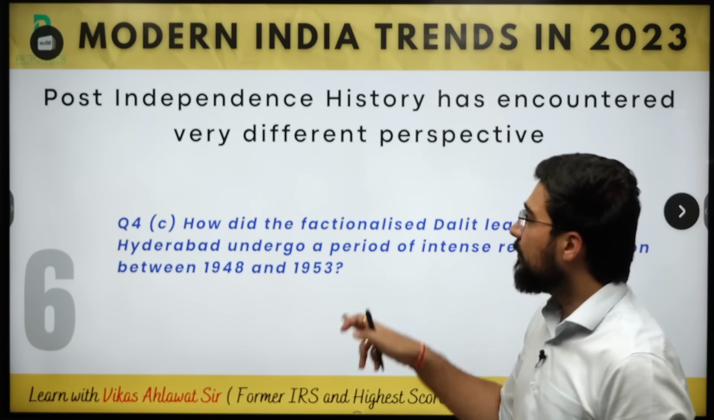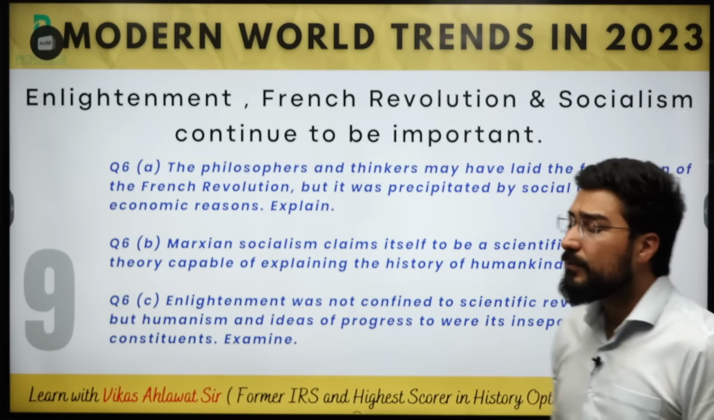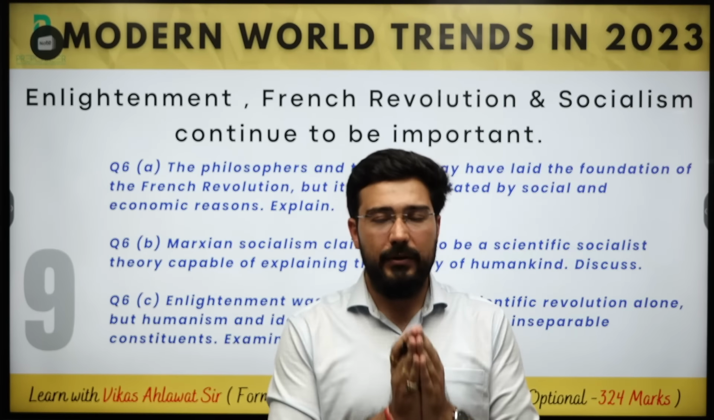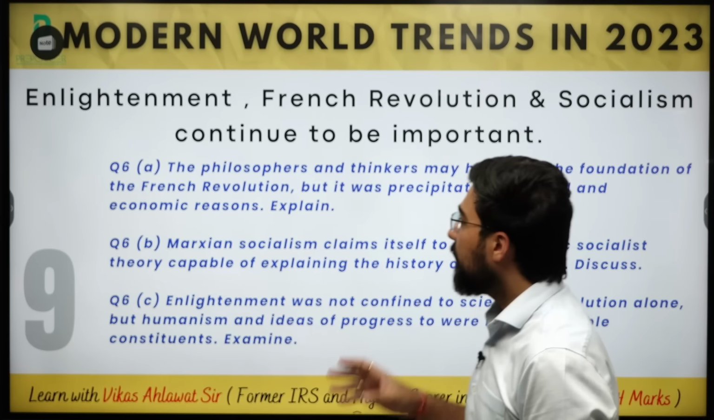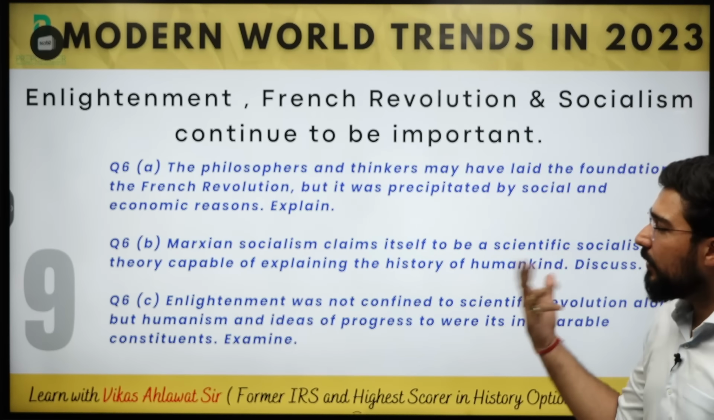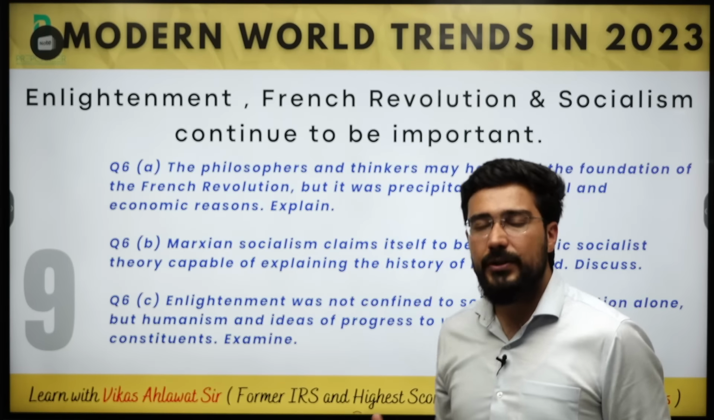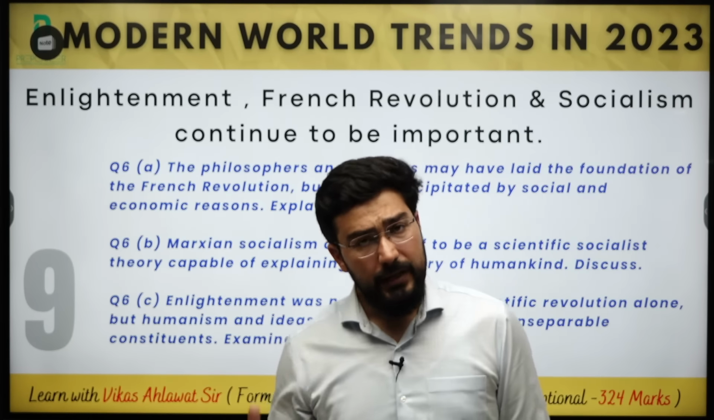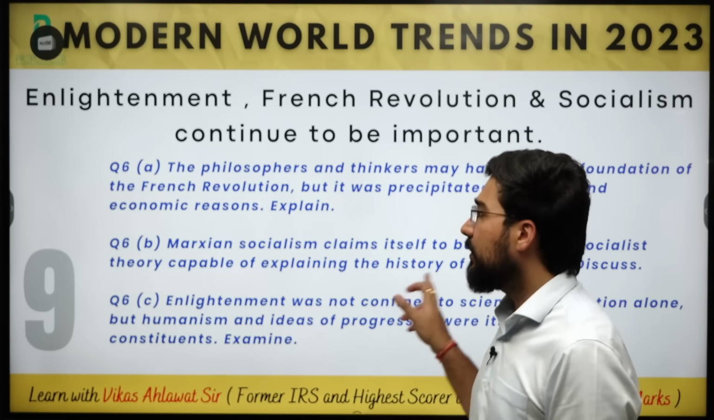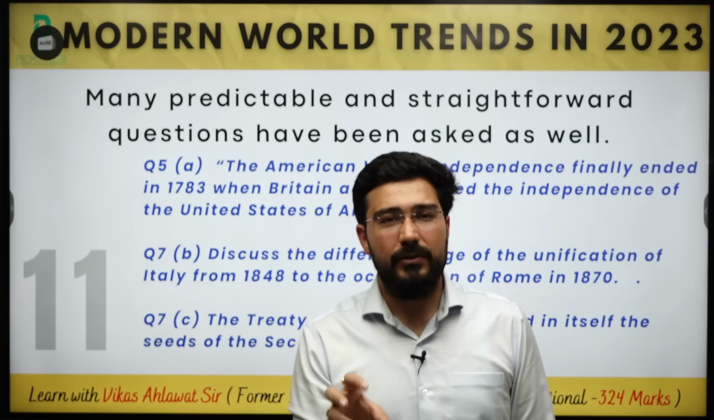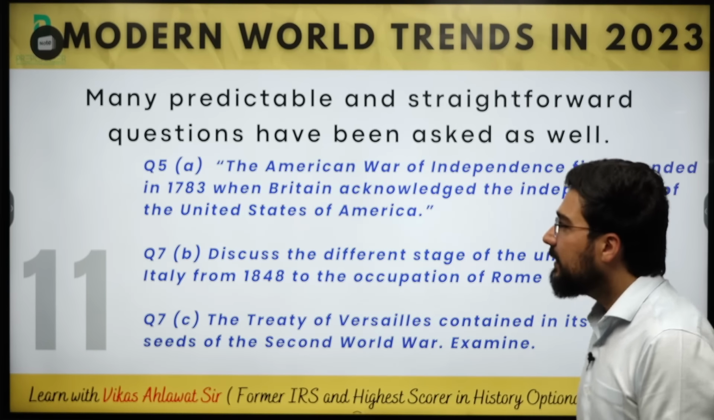If I see the modern world, in some areas every year one question is given, like one question on the French Revolution, one on Marxism or socialism, one on the Enlightenment, and all these 3 questions were straightforward. They were directly sourced from PYQs. So if I compare modern India and world history, which one was relatively easy? World history was relatively on the easier side.